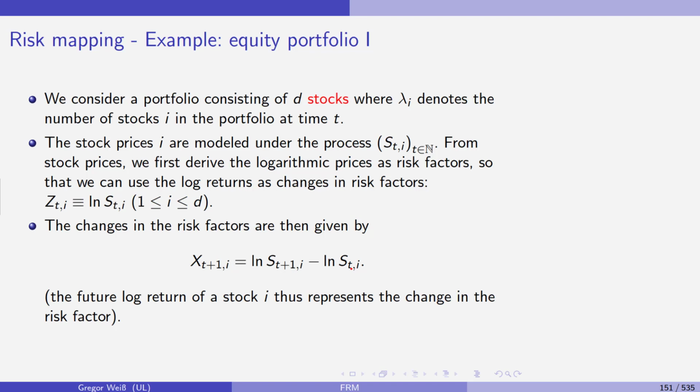Some examples for risk mappings. First of all, the example of an equity portfolio. We have a portfolio that consists of d stocks. Lambda_i denotes the number of stocks in the portfolio. The stock prices are modeled using S_t,i, so S for stock. From the stock prices, we first derive the logarithmic prices as risk factors. So we make a very simple assumption. We simply say the risk factor that drives our value is the return. Thus, the changes in the risk factors are given by log price minus log price, and actually this is the future log return. So that's the only risk factor we are looking at in this very simple example.